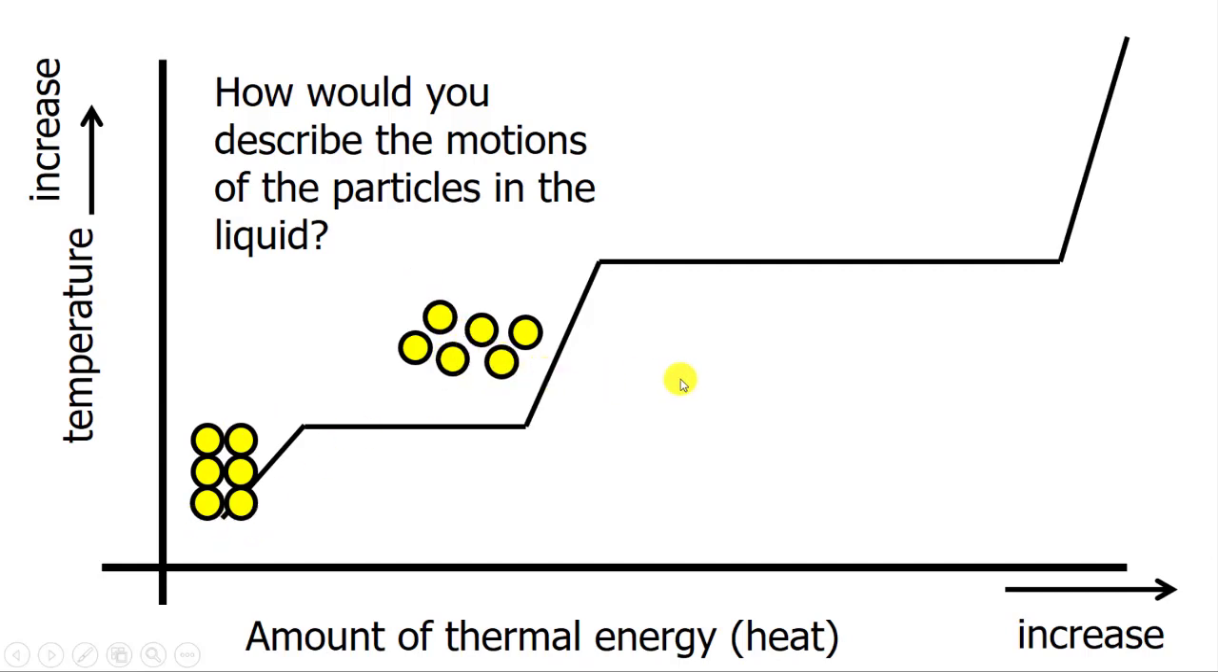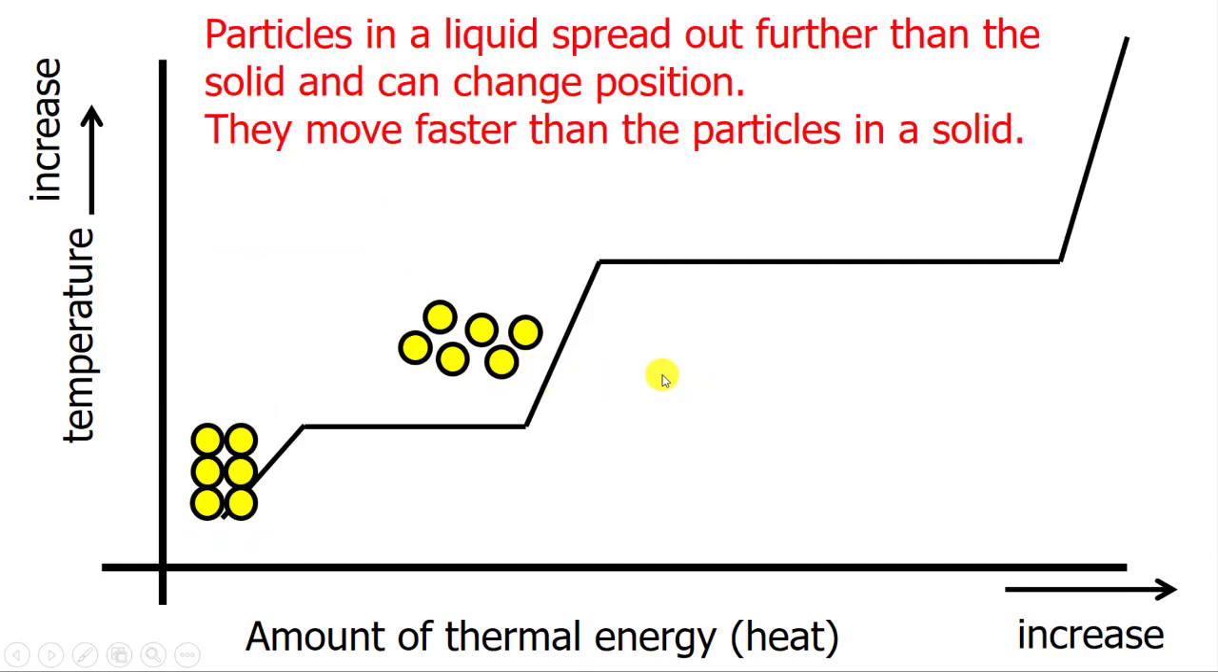So how do we describe the motion of the particles in the liquid? Well, the particles in a liquid are going to spread out further than the particles in a solid, and most importantly, they can now change position. So this one can go here, and this one can go there, and this one can go there. They also are moving faster than the particles in a solid.